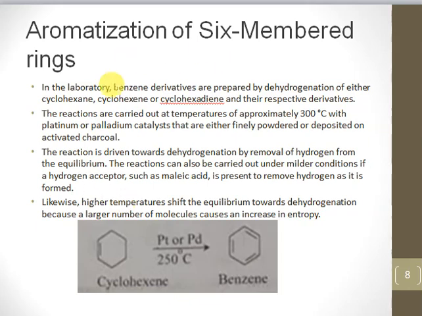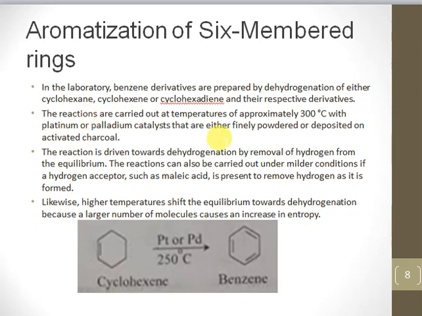So at the laboratory level, when benzene derivatives are prepared, they are prepared by dehydrogenation of cyclohexane or cyclohexene or cyclohexadienes and their respective derivatives, right? So you may use cyclohexane or substituted cyclohexanes. Similarly, you may use cyclohexadiene or substituted cyclohexadiene, right?